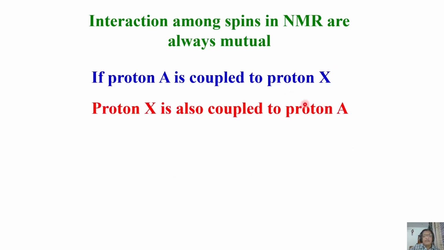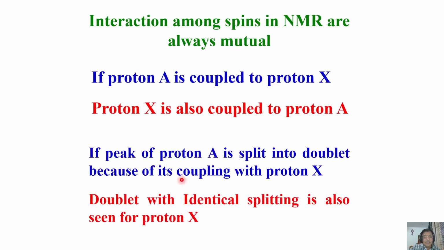Now, one interesting, important piece of information I want to give you. Please remember, interactions among spins in NMR are always mutual. If proton A is coupled to X, proton X is also coupled to A. If proton A is split into a doublet because of its coupling with X, similarly a doublet of identical splitting is also seen for X because X is also coupled to A. This is one of the important points you must remember.